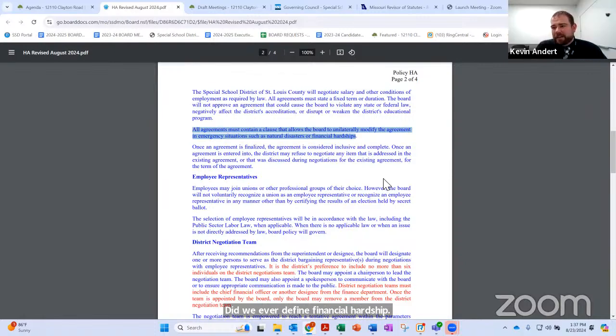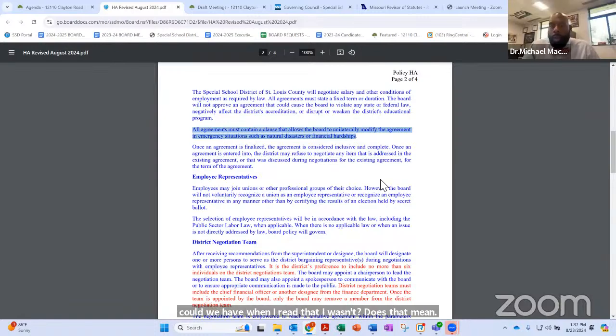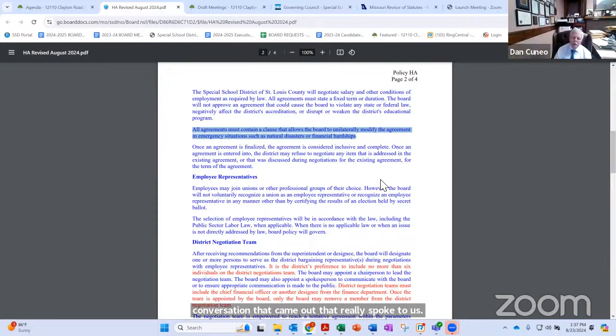So there is not a definition. That language there is taken verbatim from statute. What does that mean? Could we have changed the contract? When we looked at that financial hardship, I think a year ago, the determining factor from legal at that time was not being able to deliver the quality of services. And so when we looked at those pieces, that was a conversation that really spoke to that financial hardship.